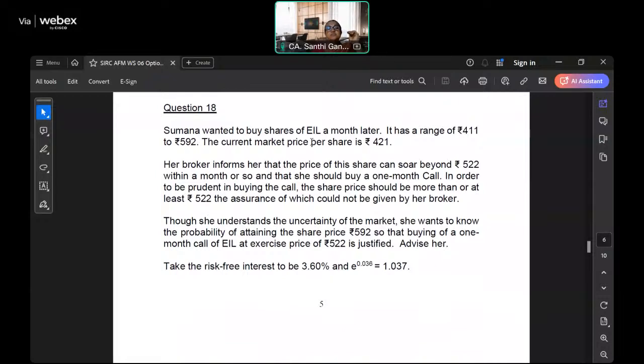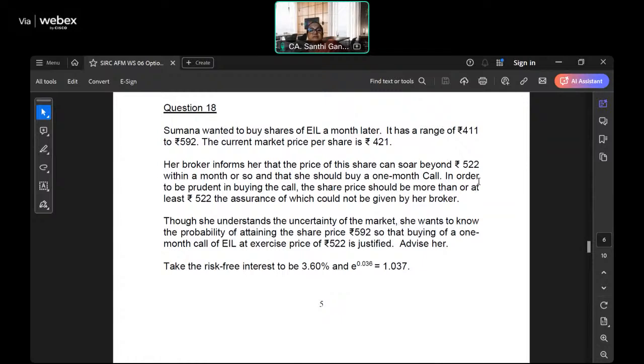Sumana wanted to buy shares of AIL a month later. It has a range of 411 to 592. Again, we know we are talking about the binomial model because the low price and high price are given. The current market price is 421. Her broker informs her that the price of this share will go beyond 522 within a month and that she should buy a 1 month call.